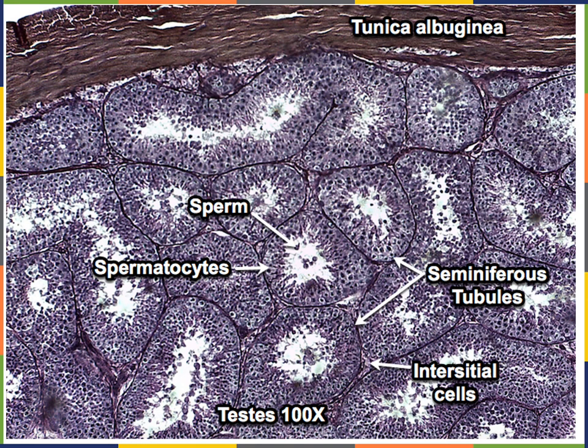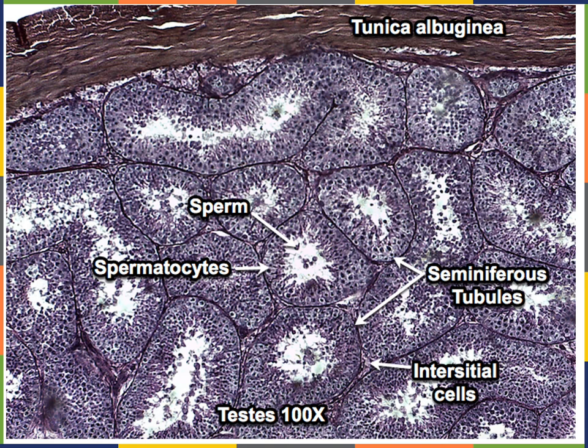Here we have a higher magnification view focused in on the seminiferous tubules, where the spermatogonia and spermatocytes form the seminiferous tubules. And those spermatocytes are surrounded by larger Sertoli cells. And the sperm are released into the lumen, where they will then travel out through the seminiferous tubules into the epididymis.